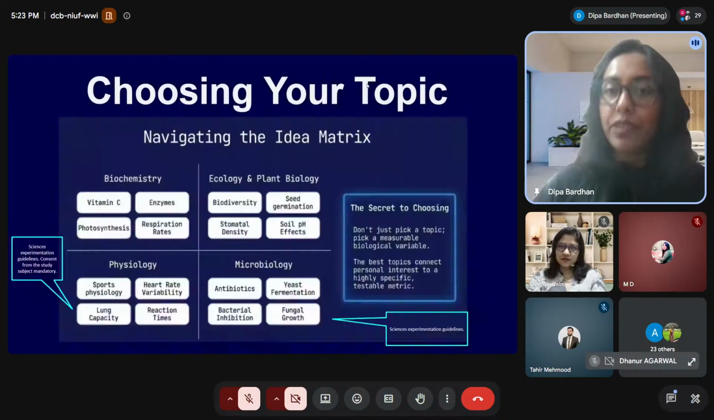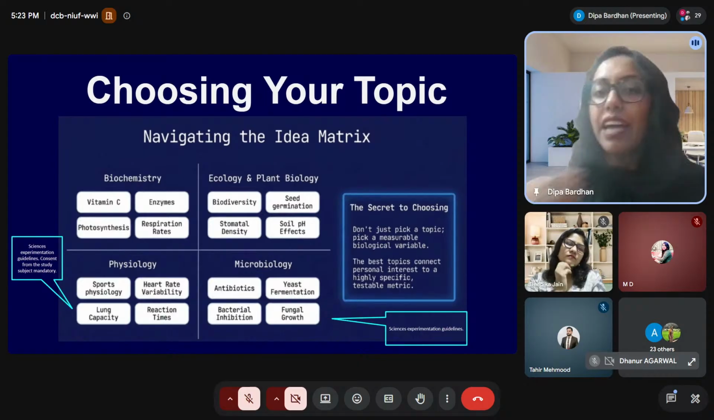Now, according to my experience, this is actually the idea matrix from where mostly the students choose the topics. Biochemistry: vitamin C, photosynthesis, enzymes, respiration rates. Similarly, a few topics are very common from ecology and plant biology, physiology and microbiology. But you have to keep some points as reminders.